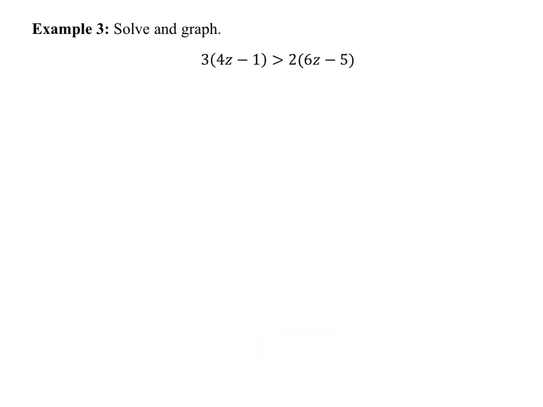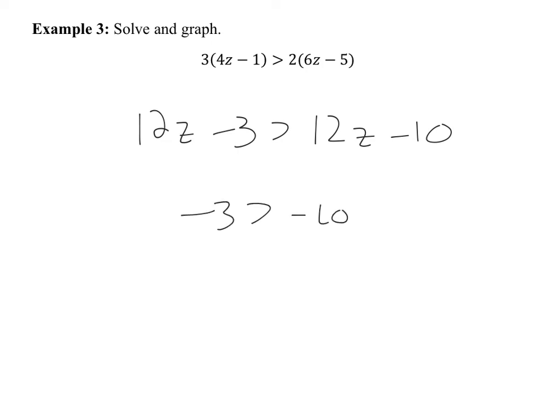Little tricky, but you're going to notice something right away. Let's do this quickly. 12z minus 3 greater than 12z minus 10. Oh, look at that. 12z's on both sides. What happens? We get negative 3 is greater than negative 10. Is that true? Yes, it is. Be careful. Negative 3 is definitely greater than negative 10. That is a true statement.